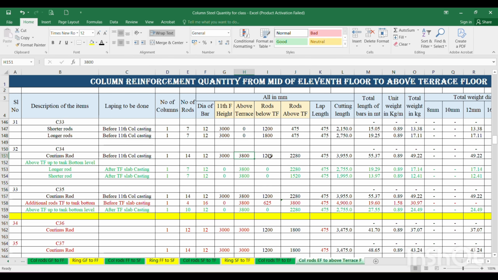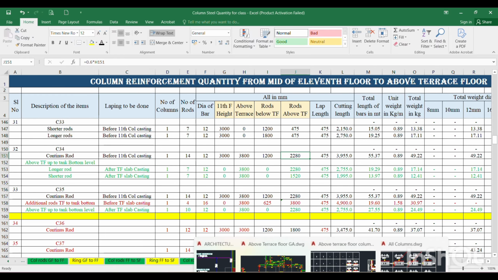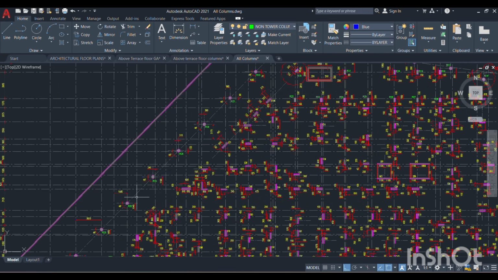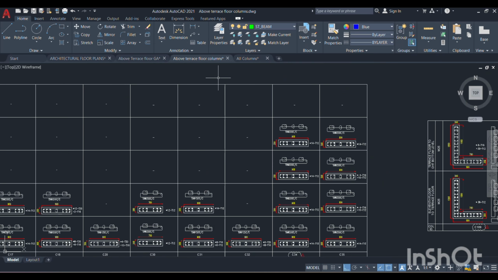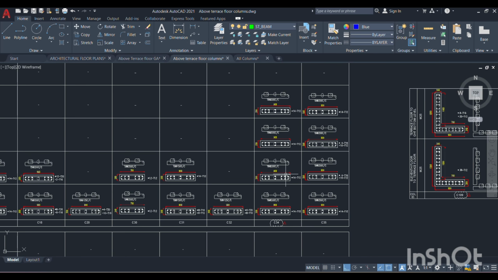3.8 is our OHT bottom level, and this is the rod below terrace floor, and this is the rod above terrace floor. Here I am taking 0.4 and here I am taking 0.6, because already this rod is 4 meter. So we can't lap this rod at the corner of that column, because it is coming in the outer line. This C34 column is coming in the building's outer line. That's why we can't lap that much height of the column. So that's why I am making this 3.8 meter into 0.6.